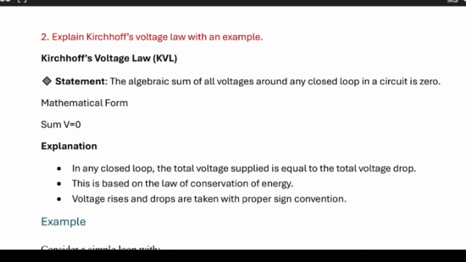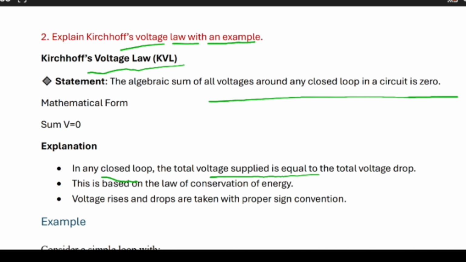Next one is explain the Kirchhoff voltage law with an example. The statement of Kirchhoff voltage law: the algebraic sum of the voltages around any closed loop in a circuit will be 0. It is nothing but the sum of the voltages is equal to 0. Let us consider a closed loop, in which the total supply voltage will be equal to the total voltage drop.